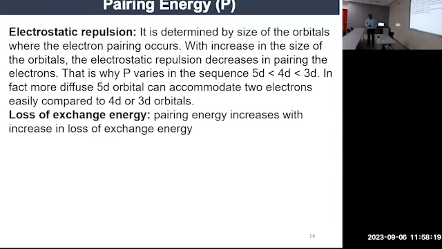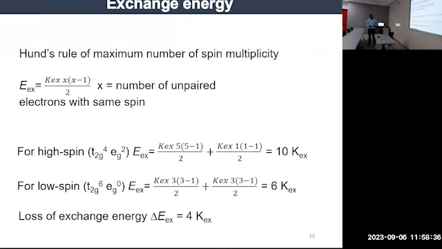Next, pairing energy, as I think I have told you already. This is written in a little more detail. That's why this pairing energy will decrease if you go from 3d to 4d to 5d. Now, exchange energy, I am coming to in the next slide. So, Hund's rule of maximum spin multiplicity.